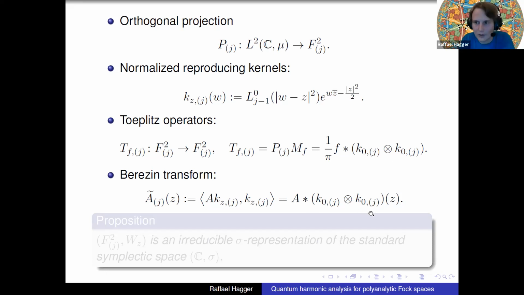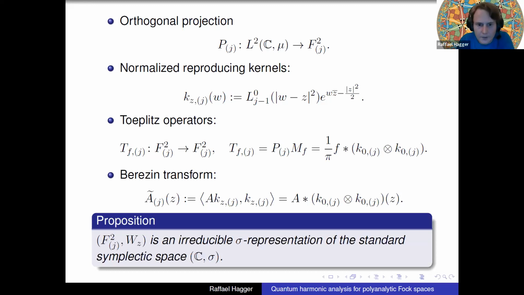So up to now, really everything is the same. And really, you also get this way an irreducible projective representation of the symplectic space. Okay, so these are the Weyl operators from before, exactly the same operators. They actually commute with the projections. So these polyanalytic Fock spaces here are invariant under these Weyl operators here. So you can take the same ones and they form again an irreducible projective representation. So that means we can apply our quantum harmonic analysis. That's really all we need to apply it.